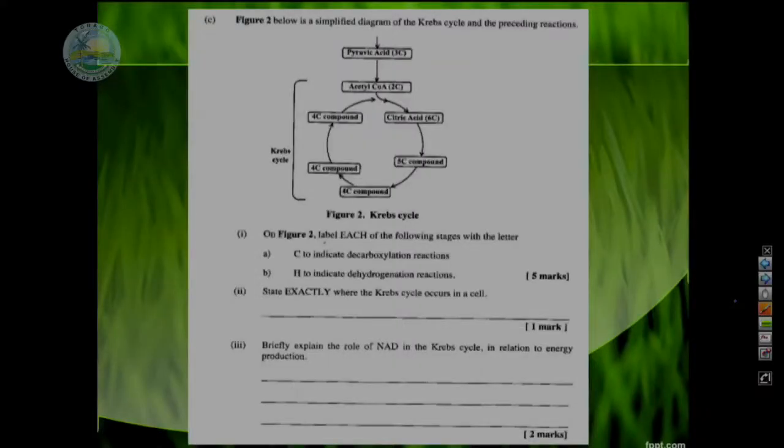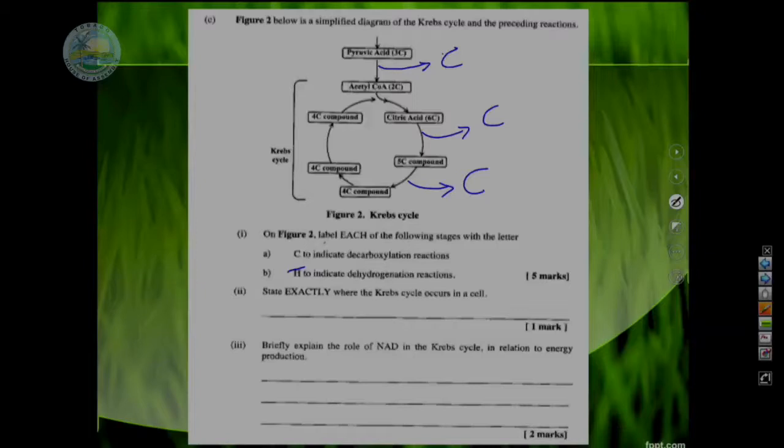Again here, the question is asking you to label the stages where the following would be happening. C to indicate the decarboxylation reactions. So where is carbon coming off? We know a carbon will be coming off here, right? So you have a C label there. You will have a carbon coming off here from the 6 carbon to the 5 carbon. So you have a C there. You will have a carbon coming off here. So you will have another C there.